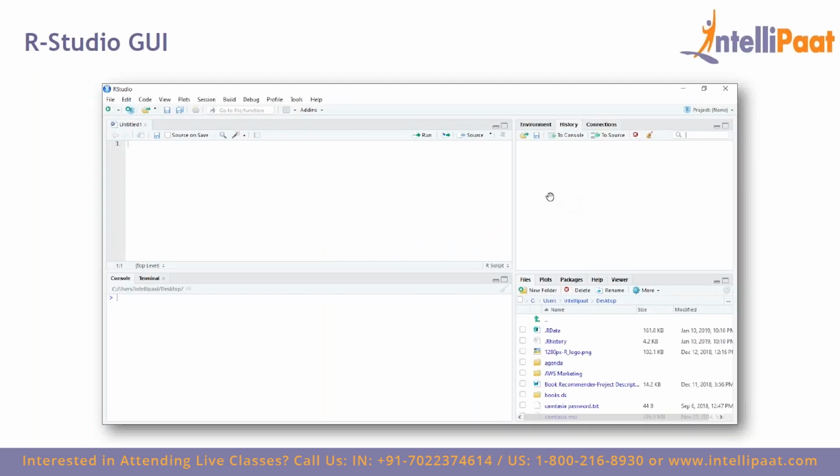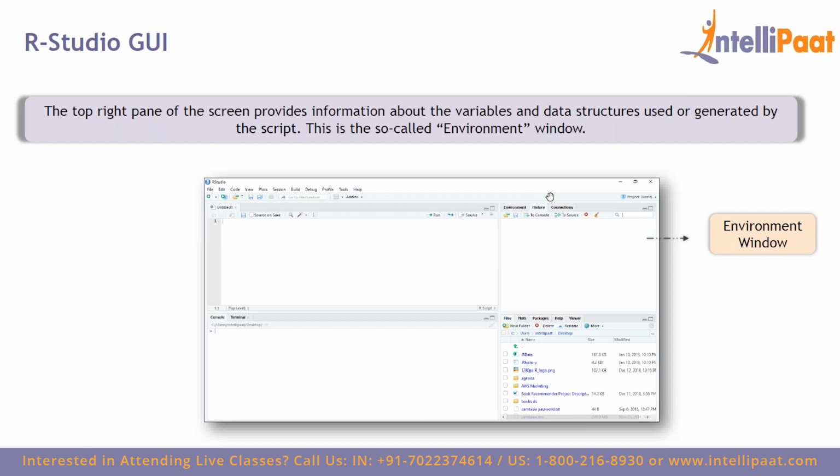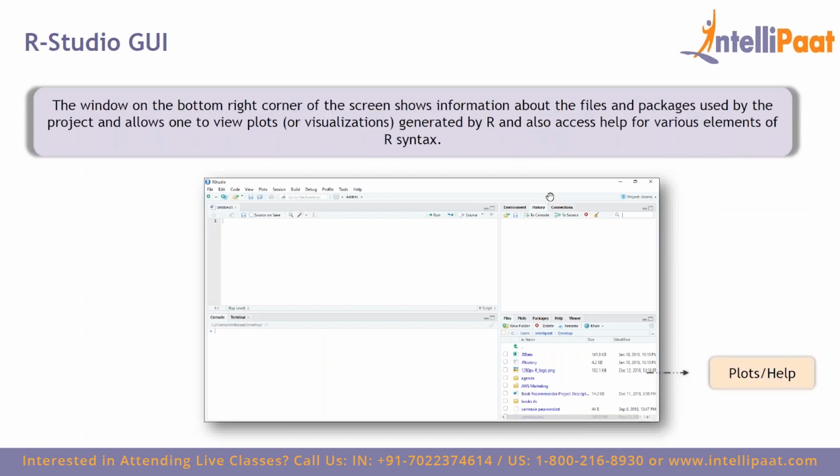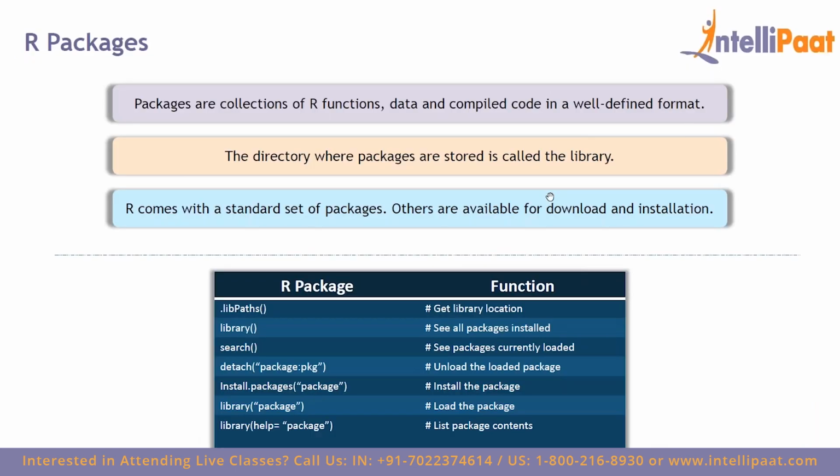So we have seen the RStudio GUI, script window, console window, environment window, and the plots. We have looked at R packages. Formally, packages are collections of R functions, data and compiled code in a well-defined format. The directory where packages are stored is called the library. R comes with a standard set of packages. Others are available for download and installation.